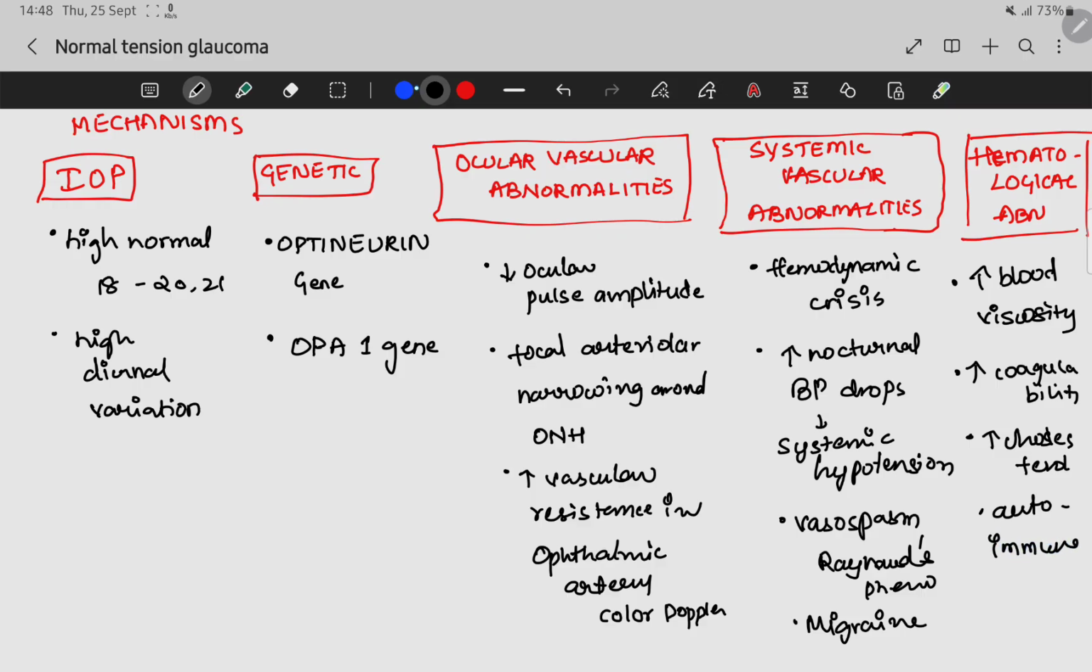Okay, so these are the mechanisms. Now coming to the clinical features. This presents mostly in the older age group, above 60 years, usually in females, and of Japanese origin.